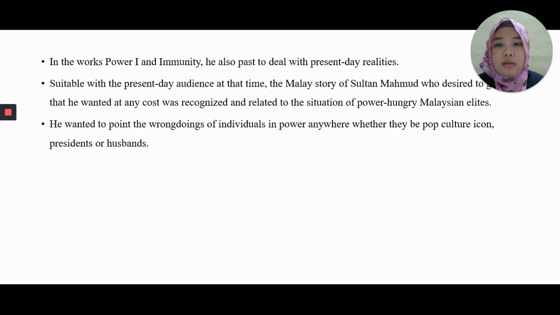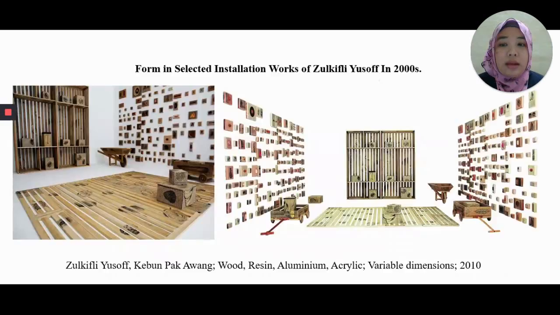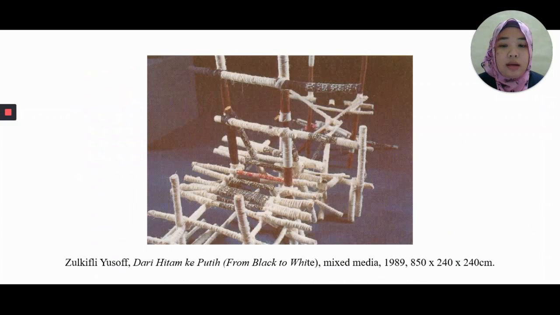He also deals with present day realities as discussed before in Pawan and Immunity. Suitable with the present day audience at that time, the Malay story of Sultan Mahmud was recognized and related to the situation of Pawan cremation, as discussed in Immunity and Power One. So he wanted to point out the wrongdoings of individuals in power, whether they be pop culture icons, presidents or husbands, as seen in his two earlier works, Tanpa Tajuk and also Darah Hitam ke Putih.